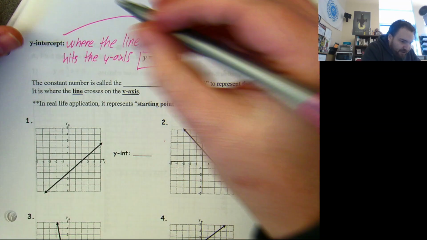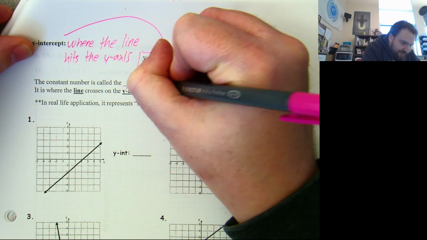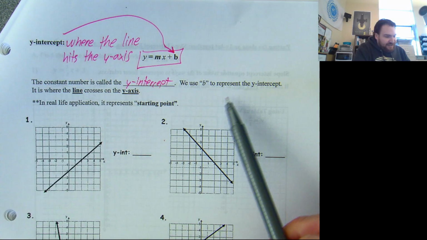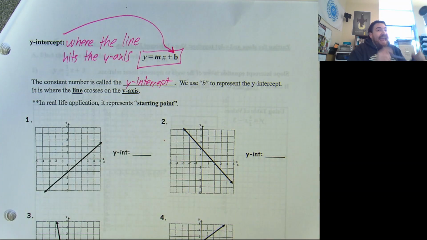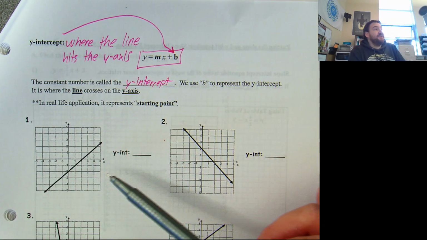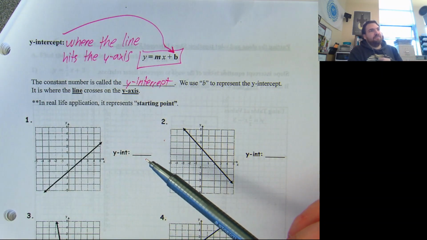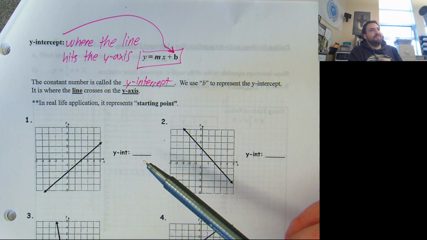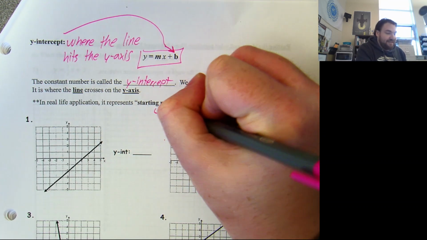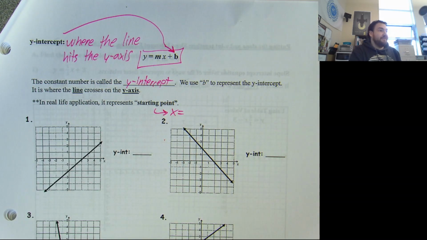The constant number called the y-intercept. We're going to put it there again. We use B to represent it. It's where the line crosses the y-axis. And in real life applications, like if I gave you a word problem with this stuff, it also represents a starting point because at the y-intercept, what's the x value? At the y-intercept, x equals 0.